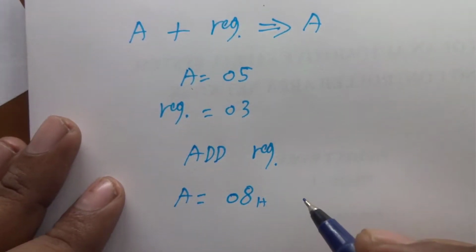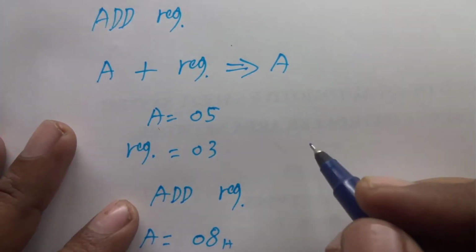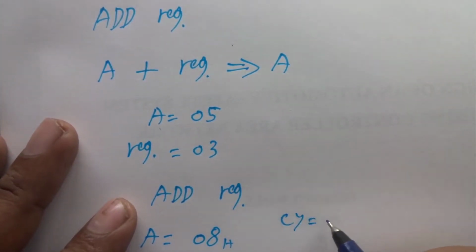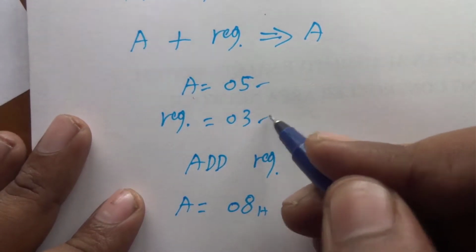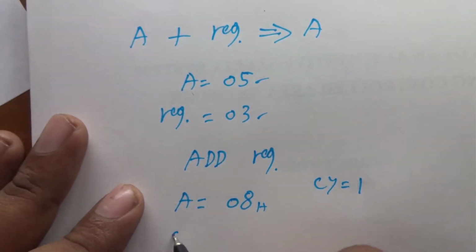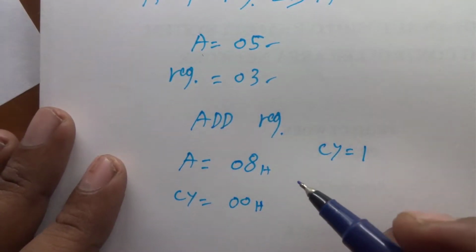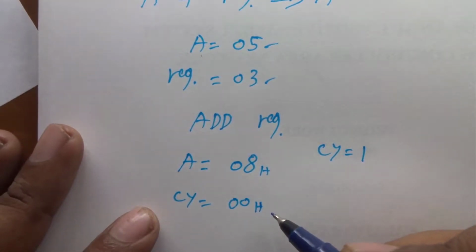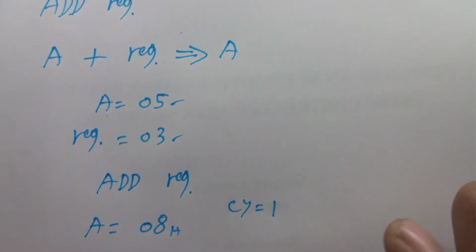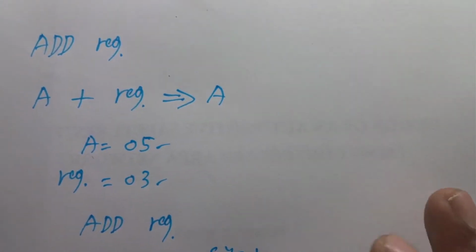If you get a carry in addition, at the end you get a carry, which means in the flag register your carry bit is equal to 1. In this 5 plus 3 there is no carry, so your carry flag is 0. So whenever you are doing an addition operation, you should consider whether it generates a carry or not. It's very important.